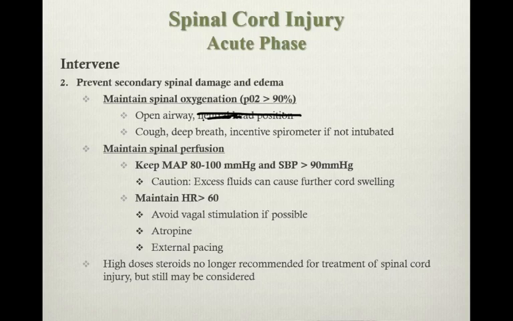Keep your perfusion. Keep MAP 70 to 100 to maintain spinal perfusion. We don't necessarily always use excess fluids because excess fluids can cause fluid shifting and further cord swelling. They may use vasopressors to keep that blood pressure up if we need to. Maintain the heart rate greater than 60.